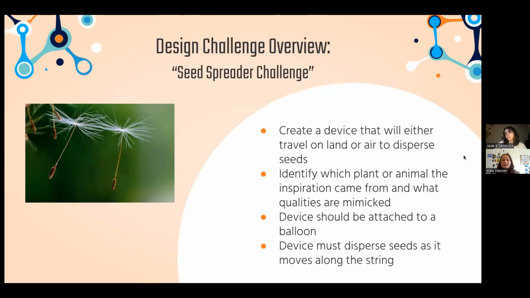So there's also a design challenge incorporated in this curriculum, and it's called the Seed Spreader Challenge to go off of the focus. So the students will create a device that will either travel on land or air to disperse seeds, and they will identify which plant or animal the inspiration came from and what qualities are mimicked. The device will be attached to a balloon, and the device must disperse seeds as it moves along the string that's attached to the balloon.